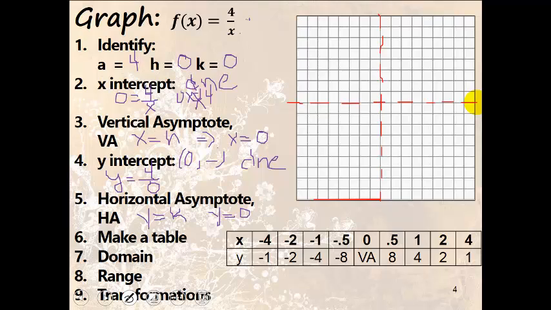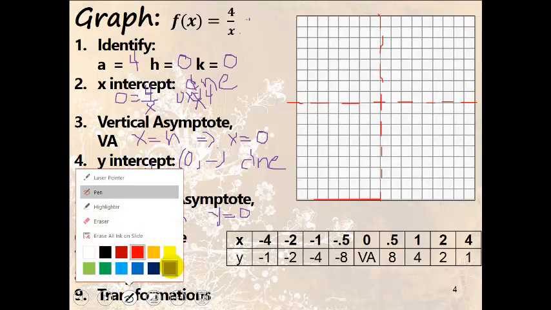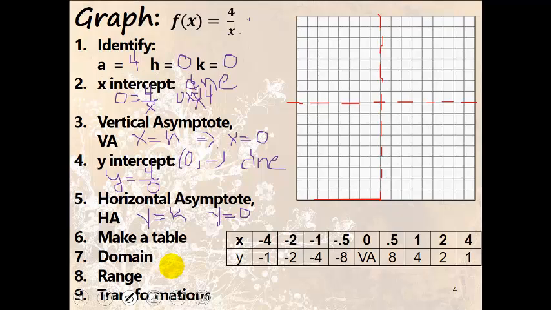Okay, and then I'm going to plot those points. So at -4, I'm at -1. So here. And at -2, I'm at -2. And at -1, I'm at -4. And then watch what happens as I get closer to 0. At -0.5, I'm at -8.